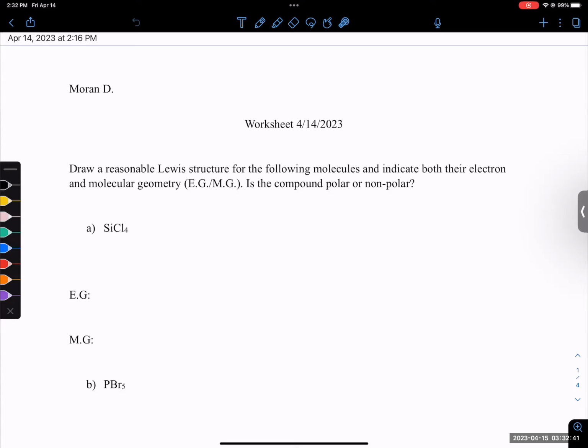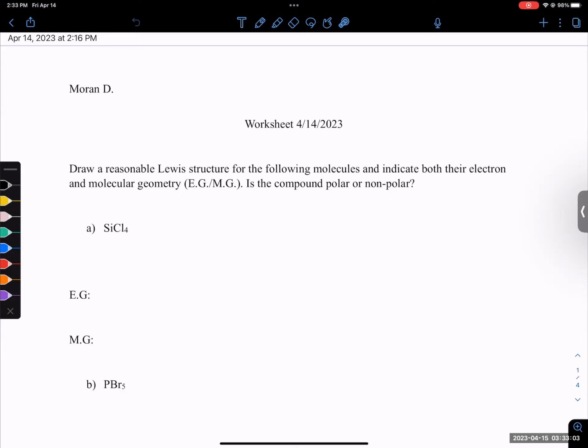So draw a reasonable Lewis structure, and by reasonable, I mean a correct one, for the following molecules and indicate both their electron and molecular geometry. And if y'all feel good about that, we'll maybe talk about determining if a compound is polar or non-polar.